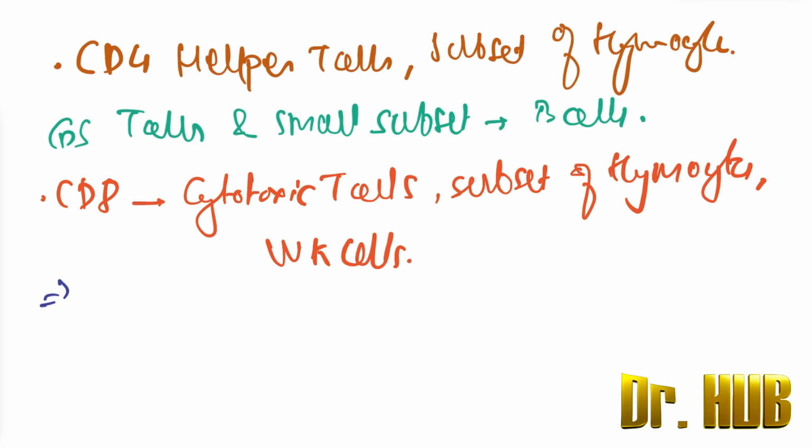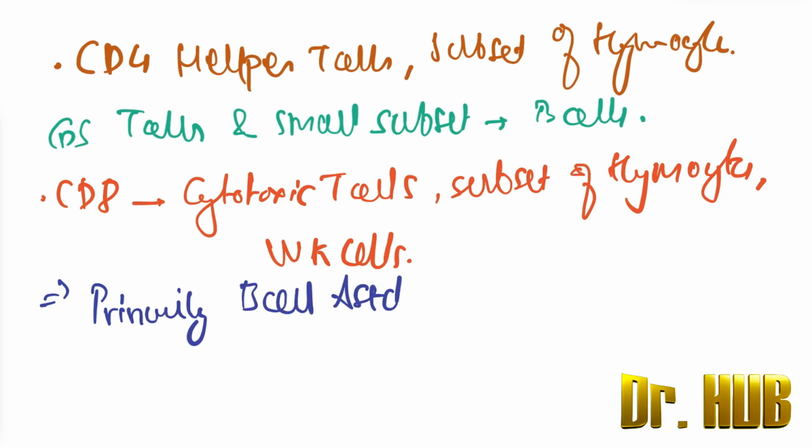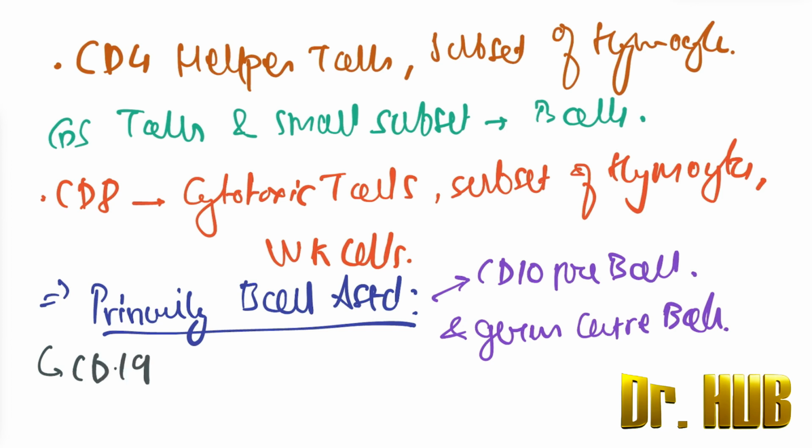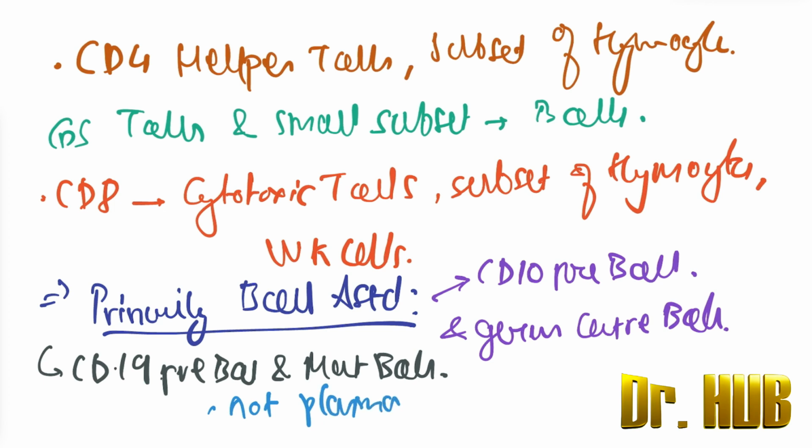Then we look at the primarily B cell associated antigens. This includes CD10, which is found on pre-B cells and germinal center B cells. Then comes the CD19, found on pre-B cells and mature B cells, but not plasma cells.